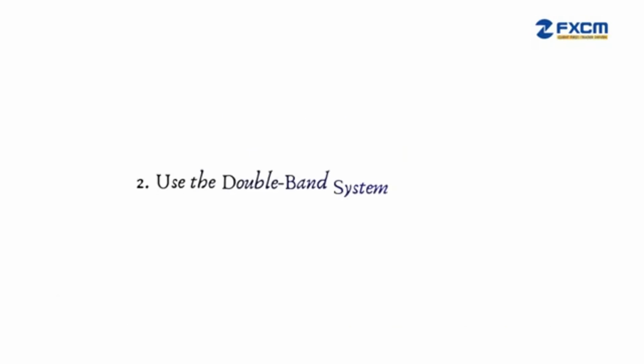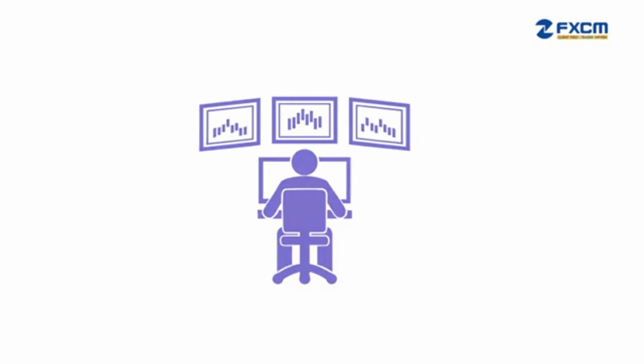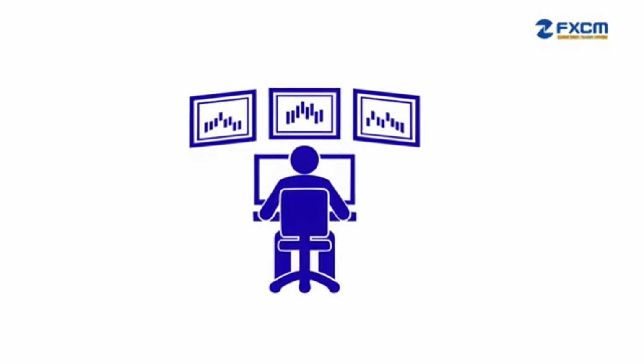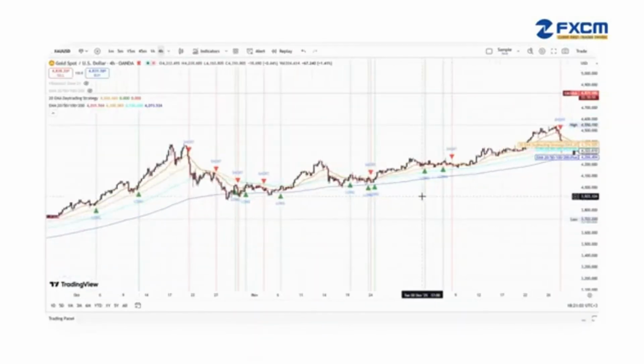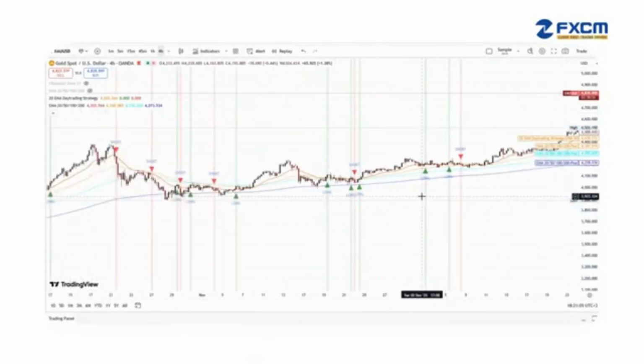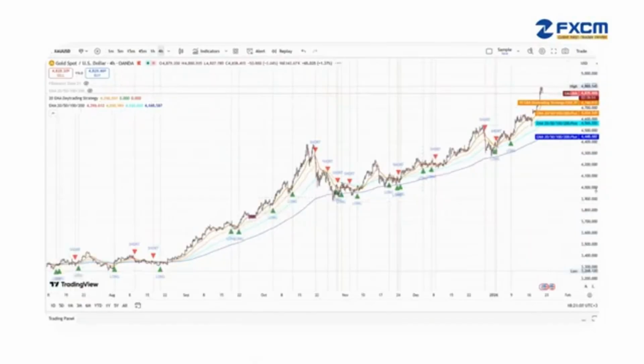2. Use the double band system for key levels. Combine two moving averages to create a dynamic trading band. The setup: use the 20-period EMA, fast, and 50-period EMA, slow, on a 4-hour chart. In a range, price will bounce between them.